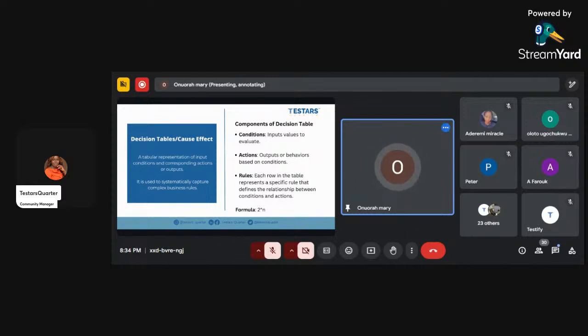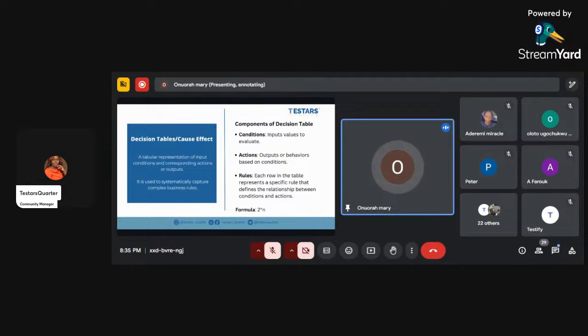Now, this is usually used when you have multiple combinations of conditions, and you are also expecting multiple combinations of output. Like there are multiple scenarios, or you have multiple conditions, and you're expecting different kinds of actions based on the condition. It's usually used to capture complex business rules. So there are some applications, functions, or features that you'll be testing, and you can see that this particular feature has complex rules or complex conditions. This would be a very good technique that will help you have maximum test coverage, with at least the barest minimum.